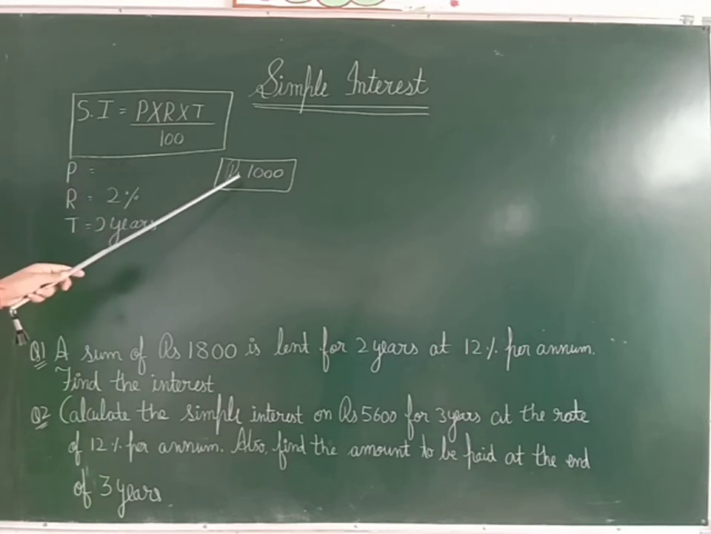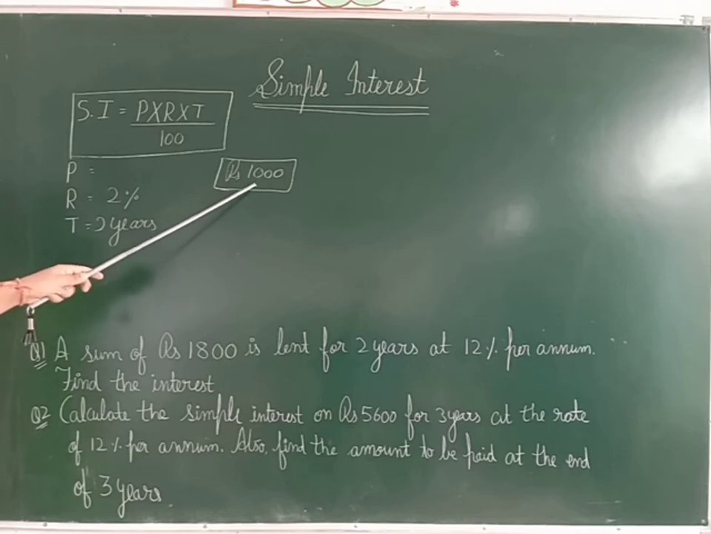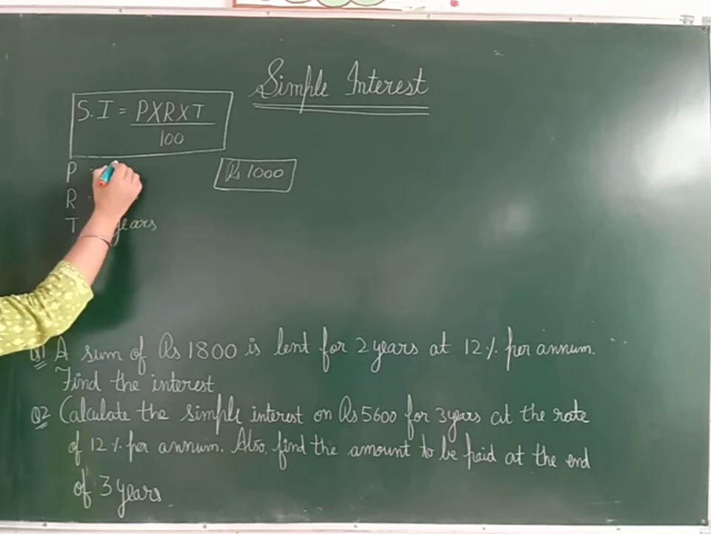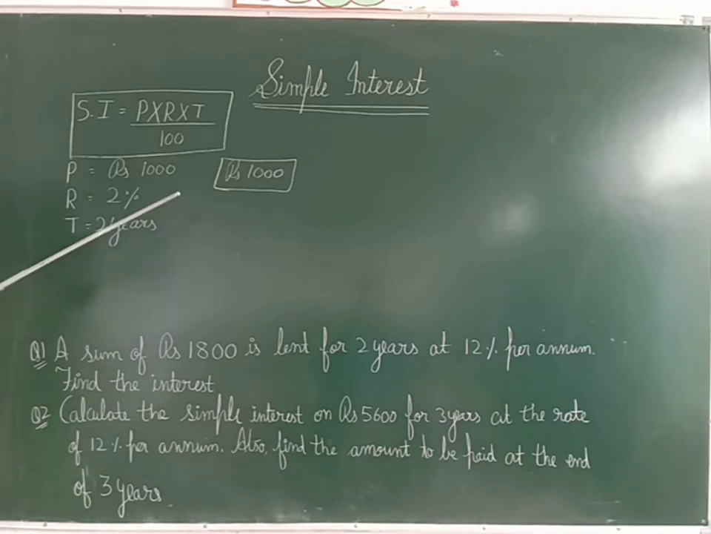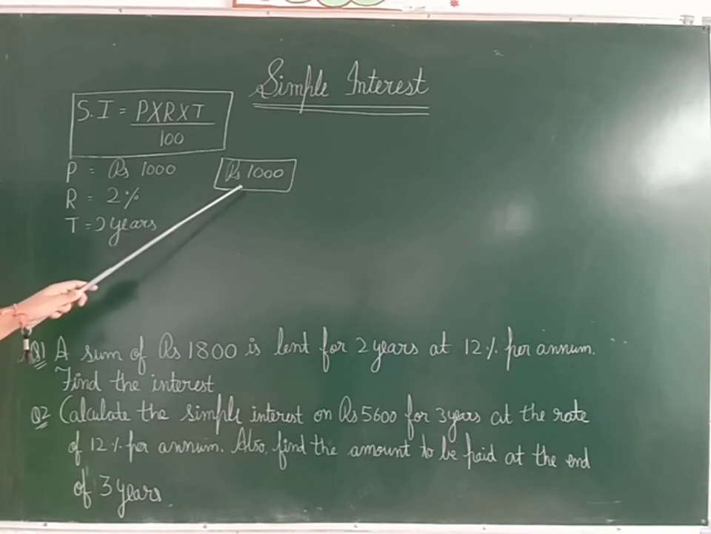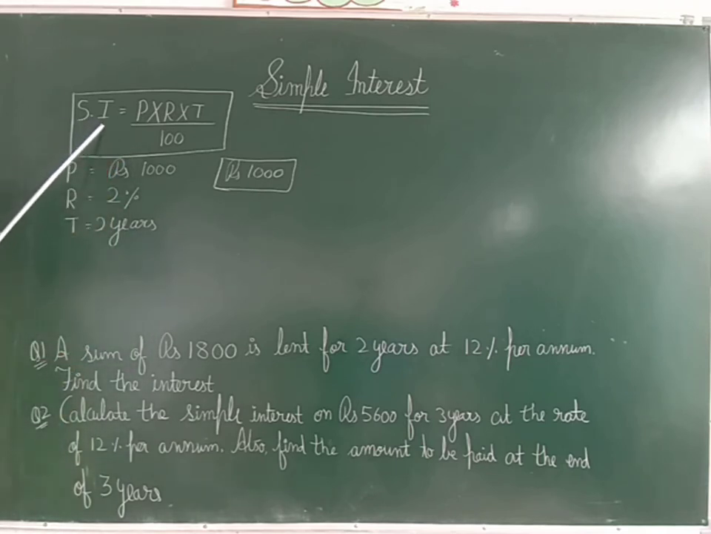This money that we borrow from the bank is called principal, and this is rupees 1,000, right? Now this is your starting money and you have to return it after 2 years, right? So after 2 years, how much money do we have to pay to the bank? That we will calculate by this formula. Simple interest is equal to principal into rate into time by 100.